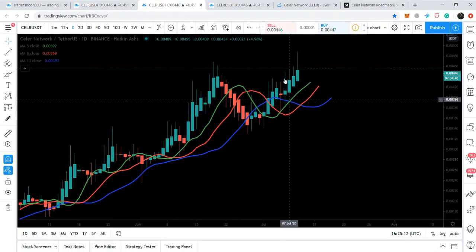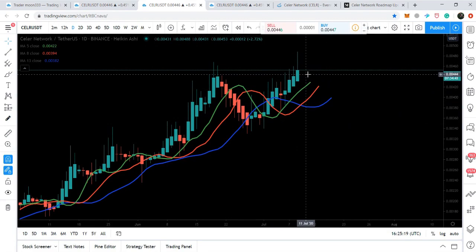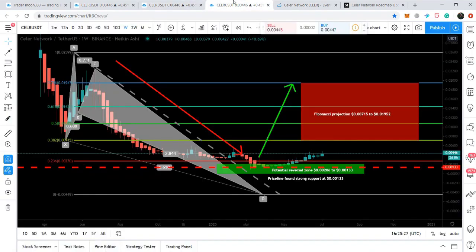And at this time, we are having the bullish signal and the price action is moving above these three lines of the Bill Williams indicator. And the most important move that the CELER token has formed with the US dollar pair is the formation of this bullish butterfly pattern. This is the initial leg, and this is a long-term weekly chart.